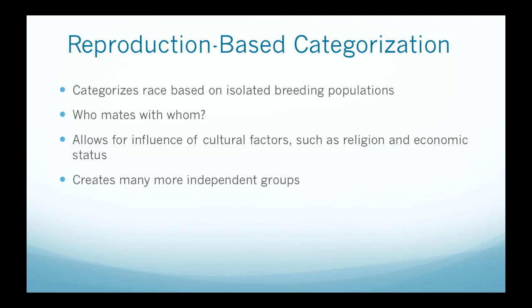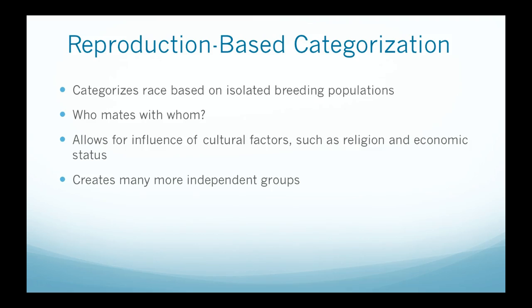It's sort of a cause and effect. So if your religion requires you to create offspring with someone within your own religion, then you would mate with them, and then you could create an isolated breeding population. So the religion would have an influence on the racial category.